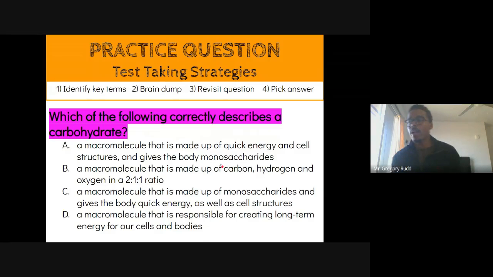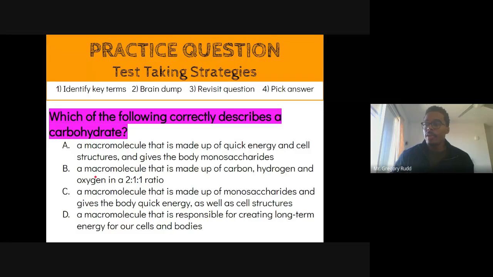Answer choice B, a macromolecule that is made up of carbon, hydrogen, and oxygen in a 2:1:1 ratio. That sounds familiar, but we know that the ratio we've discussed is 1:2:1, not 2:1:1. So something small there could have potentially led you to selecting the wrong answer choice. But this is an incorrect ratio. This is not correct. So we're going to cross that one out too.